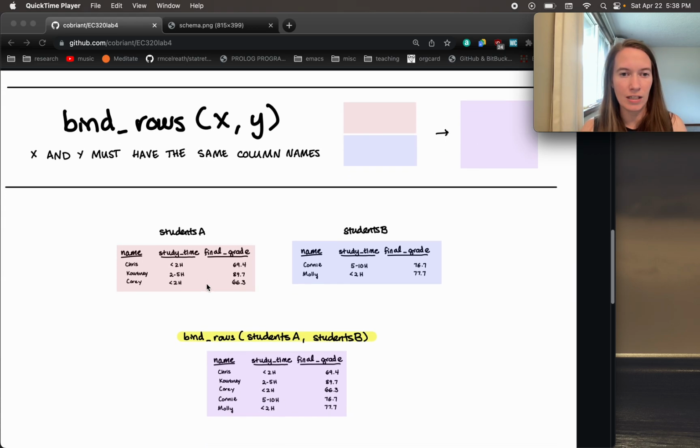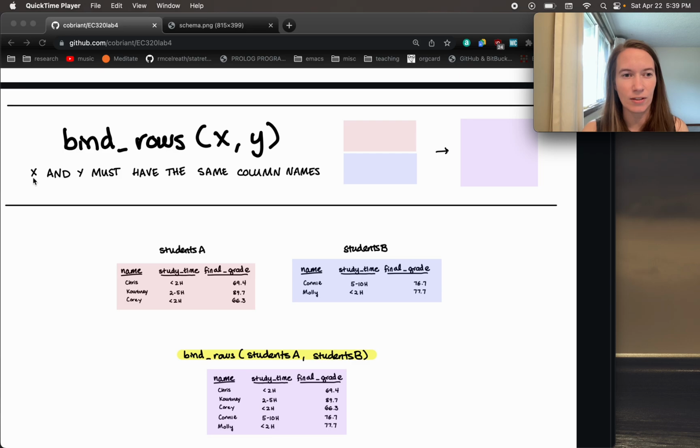So if we have two tibbles about students, again, there's 3 students here, and we have some information about them. And then we have 2 more students here, and we have the same information about them. So we have the people's study time and final grade, and then we have more people's study time and final grade. If you wanted to combine these two data sets, you would just stack them on top of each other, just like this, right? So you would look for bind rows and students A, students B. These are the names of the tibbles. And that would just stack them on top of each other to make a larger tibble with the data for all the students. So that's bind rows.